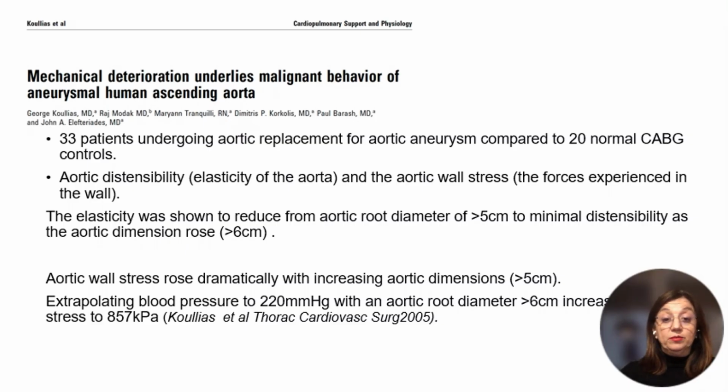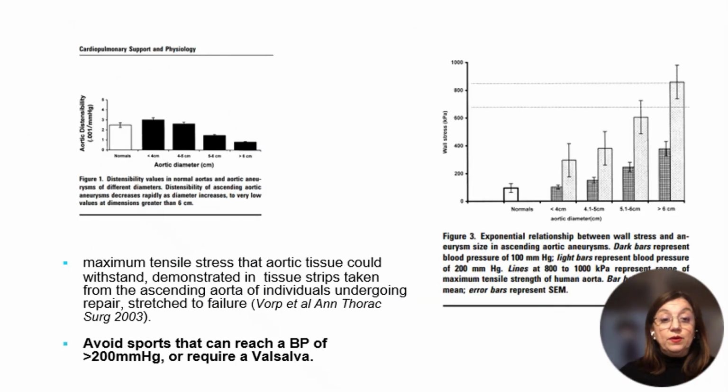Extrapolating the equivalent of blood pressure by doing a different type of experiment, a high blood pressure of 200 with a given aortic root diameter will significantly increase the stress on this aorta and the possibility of rupture. These tissue strips showed the maximum tensile stress that aortic tissue could withstand, and that is one of the bases for the current advice for patients with aortic disease: avoid sport that can reach a blood pressure over 200 millimeters of mercury, or that requires Valsalva.